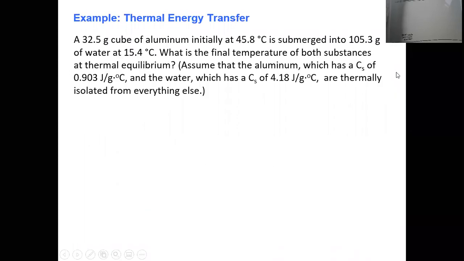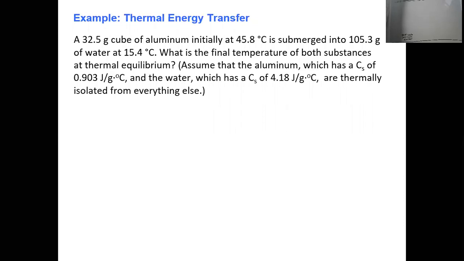Okay, so let's look at this one. A 32.5 gram cube of aluminum, initially at 45.8 degrees Celsius, is submerged into 105.3 grams of water at 15.4 degrees Celsius. What's the final temperature of both substances at thermal equilibrium? And now we have the specific heat capacity of aluminum here, which is 0.903 joules per gram degree Celsius, and the specific heat capacity of water, which is 4.18 joules per gram degree Celsius.